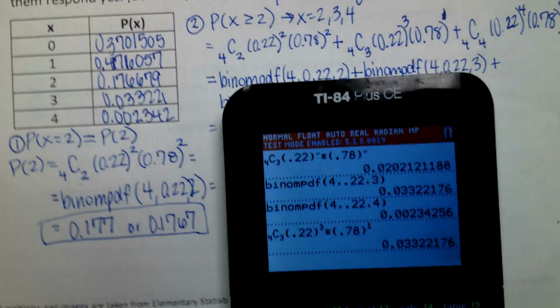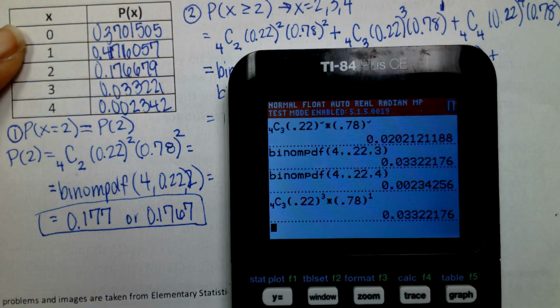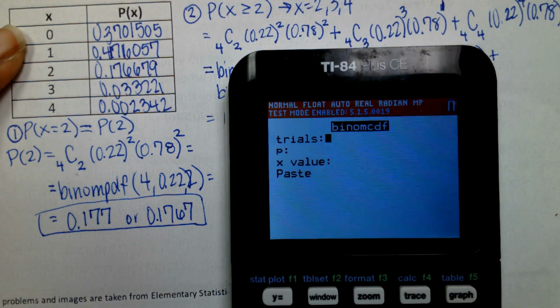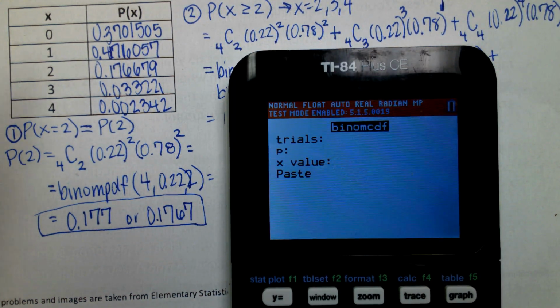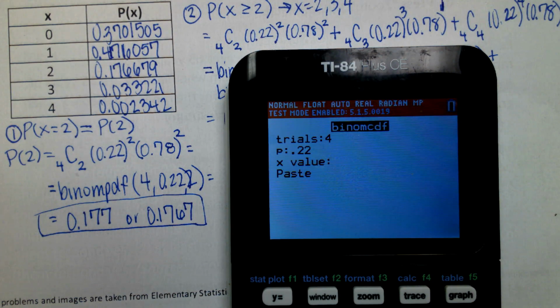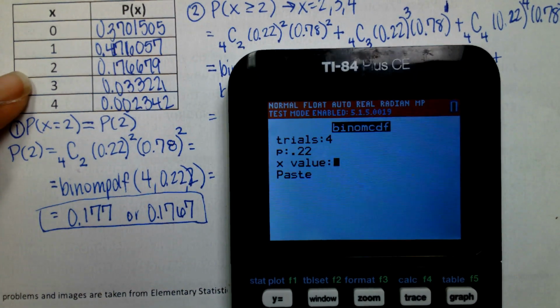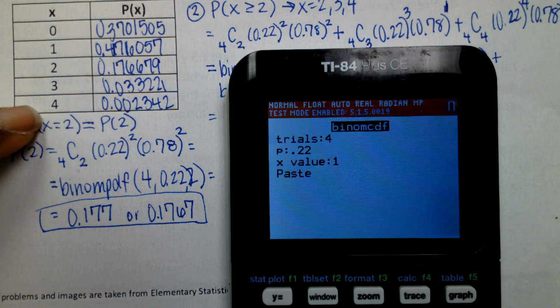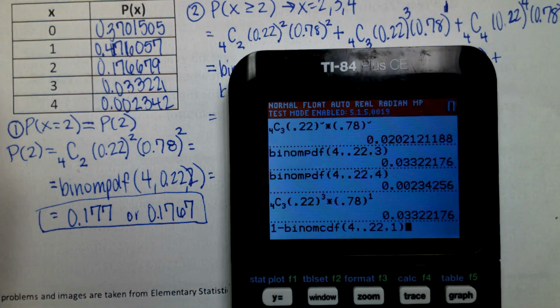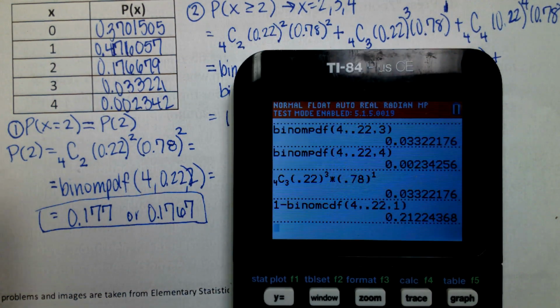Let me do the 1 minus binomial CDF thing, and then we'll do the chart next. 1 minus binomial CDF, again, because it's going to calculate all these X's for me until I stop. 4 trials. My P is 0.22. I want it to stop at 1 so that it can add 2, 3, 4. So I'm telling binomial CDF to stop at 1. I do 1 minus so that 2, 3, 4 can be calculated. So all of our answers should be 0.212 or 0.2122.